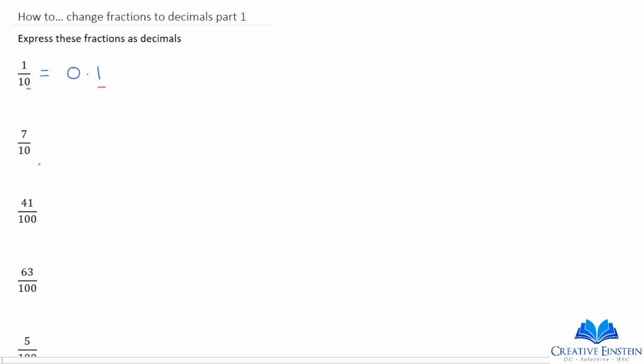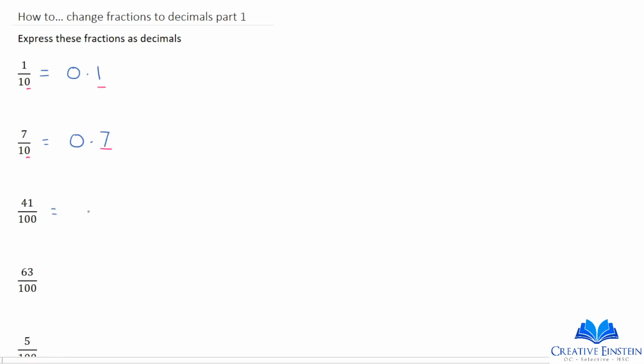So let's look at the second example, 7/10. So 7/10, 0 point. We have 1 zero, so 1 number after the decimal, which is going to be 7.